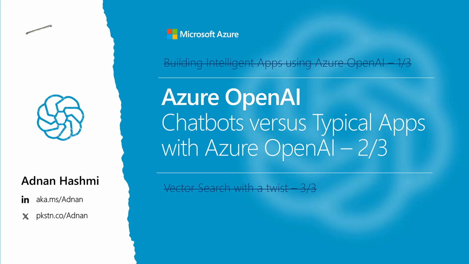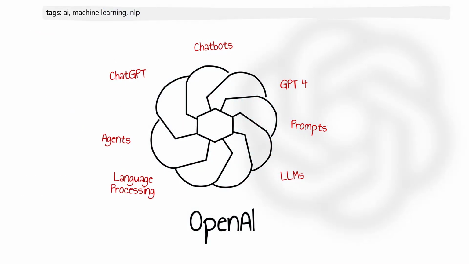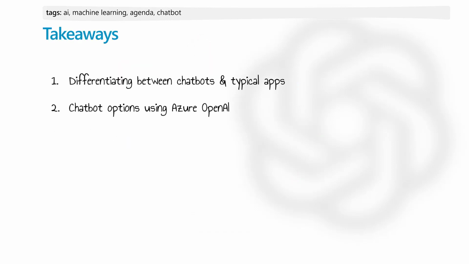This presentation will talk about how chatbots differ from typical applications. However, both are developed using Azure OpenAI in the background. OpenAI includes a number of technologies, but chatbots and ChatGPT are foremost that are most commonly known. Key takeaways from this session include differentiating between chatbots and typical applications, and briefly describing how Azure OpenAI can be used for developing and deploying a chatbot.